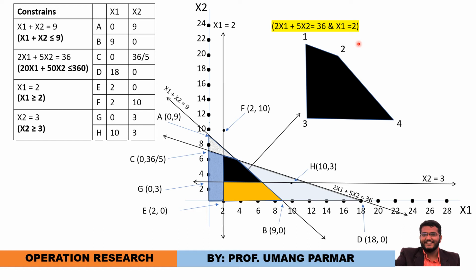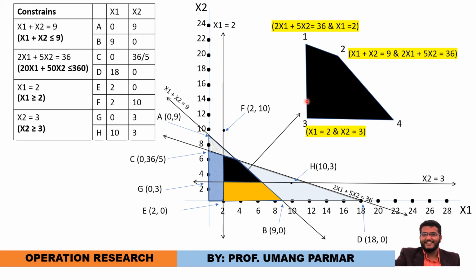Same way, when I'm talking about the point number 2, my point number 2 will be on the line x1 plus x2 equal to 9. So this is the x1 plus x2 equal to 9 line. And the second line, that is 2x1 plus 5x2 equal to 36. So my first and second constraint. So this point is on the first and second constraint line.